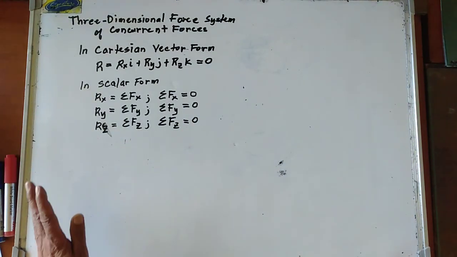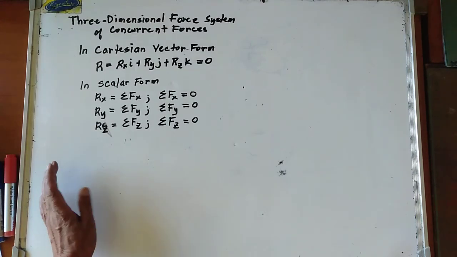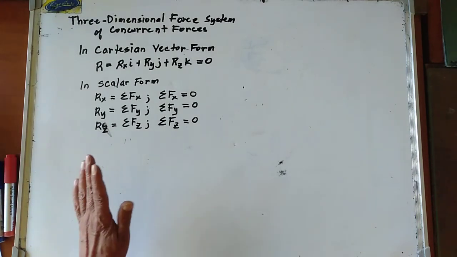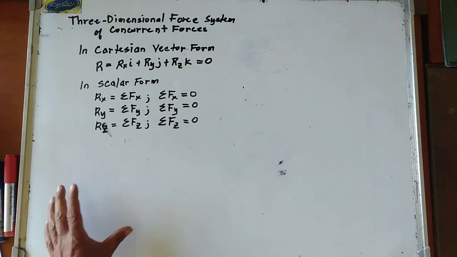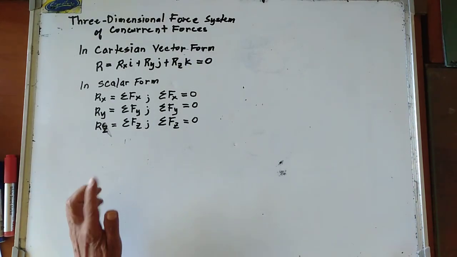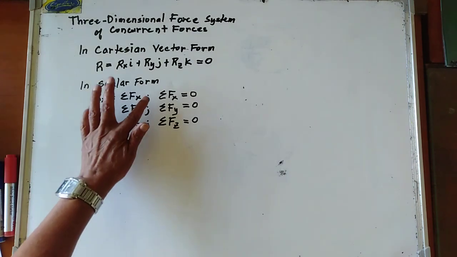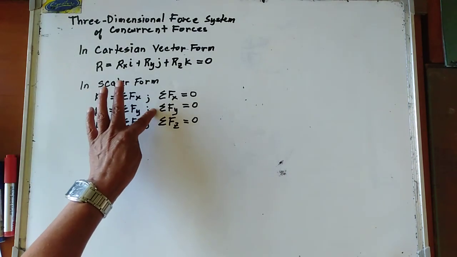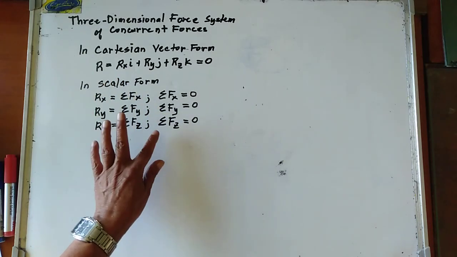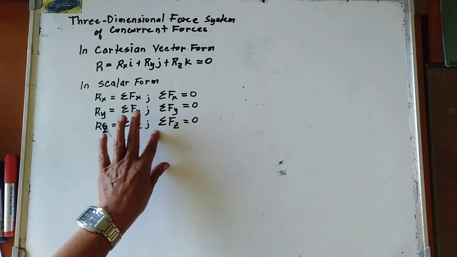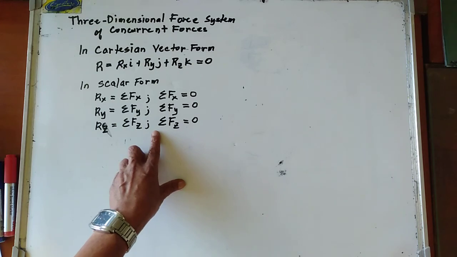So, the three equations of equilibrium for a three-dimensional force system of concurrent forces are summation of forces along the x-axis is equal to 0, summation of forces along the y-axis is equal to 0, and summation of forces along the z-axis is equal to 0.